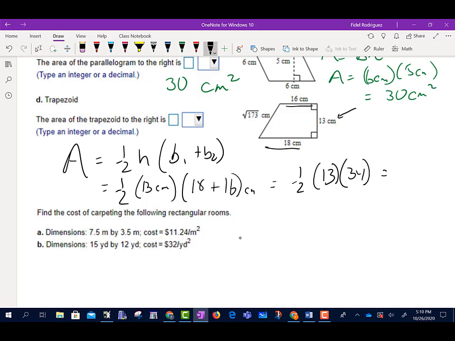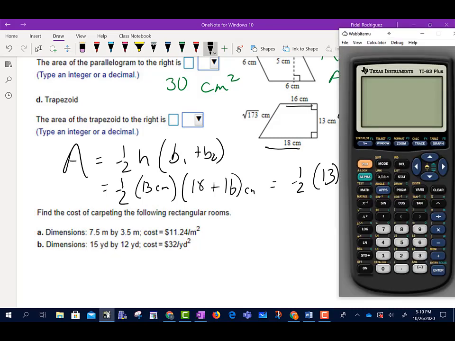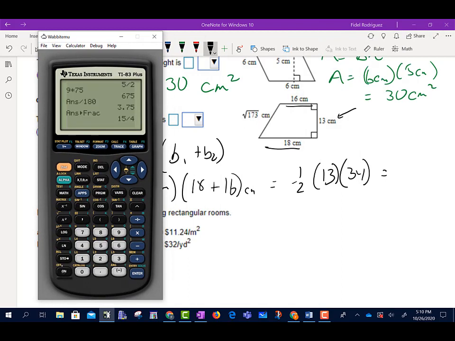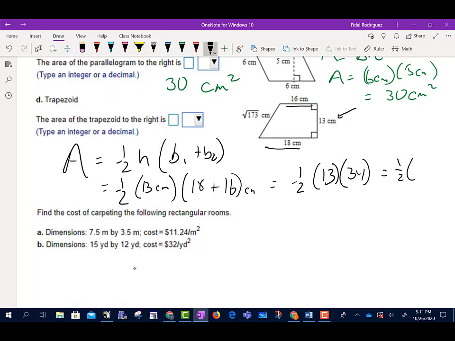Okay. And I'm just going to take my calculator. Let me move it this way. Let's turn it on. 13 times 34 is 442. So this is 1/2 of 442 centimeters squared. And half of 442 is 221 centimeters squared, right? So right here, I'm going to pick 221, and then again, centimeters squared. Okay.